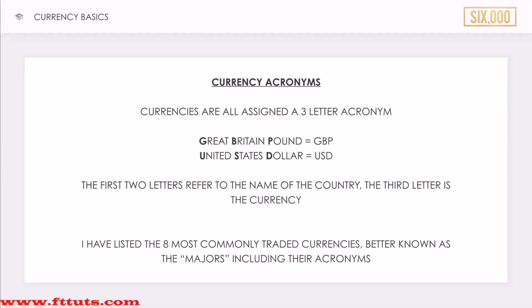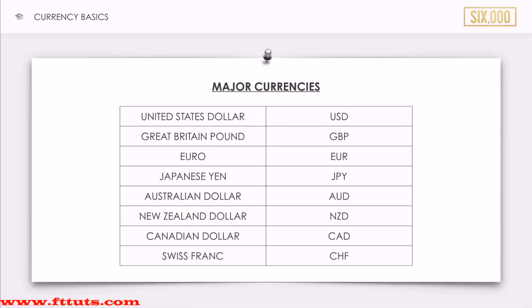Now, I have listed the 8 most commonly traded currencies, better known as the majors, including their acronyms. And here they are. Here we have our major currencies, which are 8 main currencies which make up most of the volume in the Forex market. We have the United States dollar, Great Britain pound, euro, Japanese yen, Australian dollar, New Zealand dollar, Canadian dollar, and Swiss franc. And on the right-hand side, we have their three-letter acronyms.